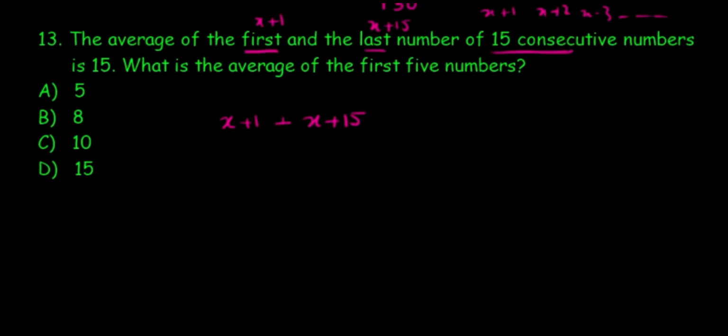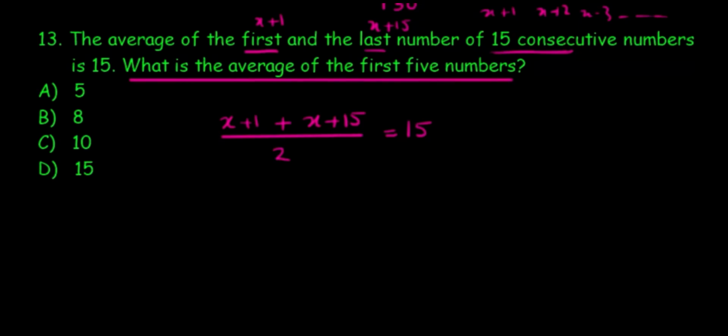So they're saying the average of the first and the last number, that's two numbers, right? The first and the last, that's two numbers. 15 consecutive numbers is 15. So once we form that equation, that's easy. We work at the second part of the question once we've worked out the value of x, because they're asking what's the average of the first five numbers. So I need to find out the numbers.